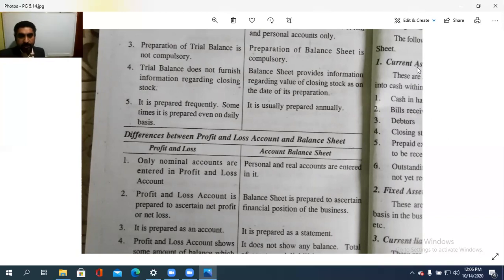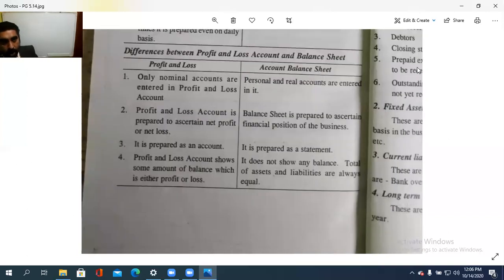Then the difference between profit and loss account and balance sheet. Only nominal accounts are entered in the profit and loss account, while in the balance sheet personal and real accounts are entered in it.